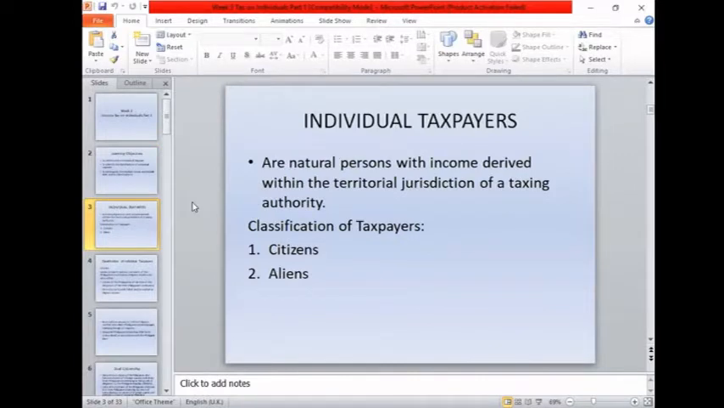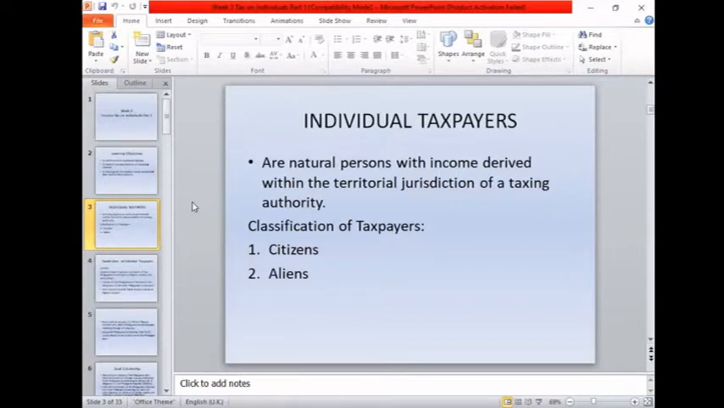So what are individual taxpayers? Individual taxpayers, it's about us. It's a natural person, okay? These are the natural persons who have income derived within the territorial jurisdiction of the taxing authority. From the words themselves, natural person, it talks about us as individuals, for whatever source of income that we have, here in the Philippines and abroad, that is subject to tax, and it is regulated by our Philippine tax law.